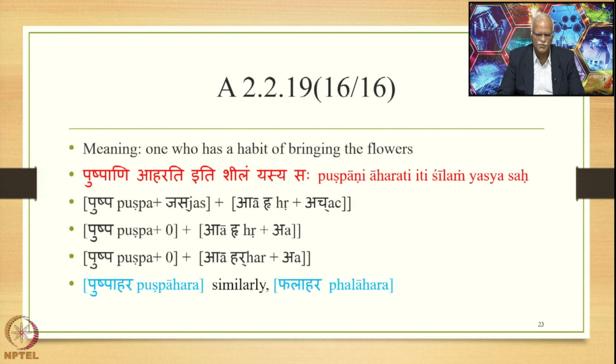So we have pushpa plus jas plus a-hru plus ach. Now there is samasa sanjna, upapadam atin plays a role, samasa sanjna takes place, so the pratipadika sanjna takes place, and then the sutra supo dhatu pratipadikayoh applies and jas gets deleted. Ch is deleted because of tasya lopah, so we have pushpa plus zero plus a-hru plus a. Now sarvadhatuka-ardhadhatukayoh applies and substitutes hru by har. So we have pushpa plus ahar plus a, and finally we get the form pushpahara. Pushpahara means the same thing as pushpani aharati iti shilam yasya sah.